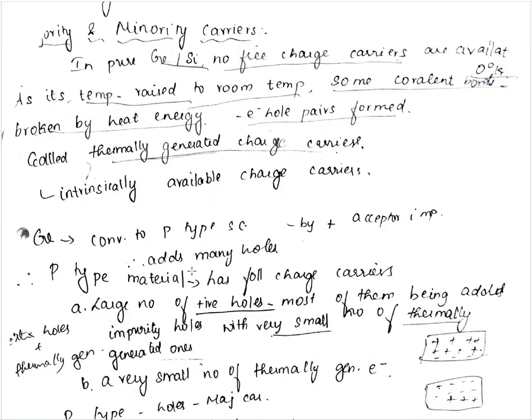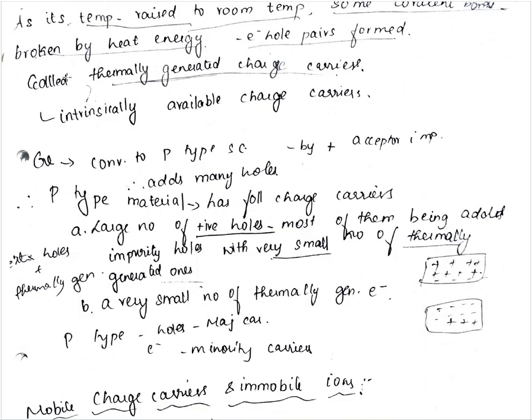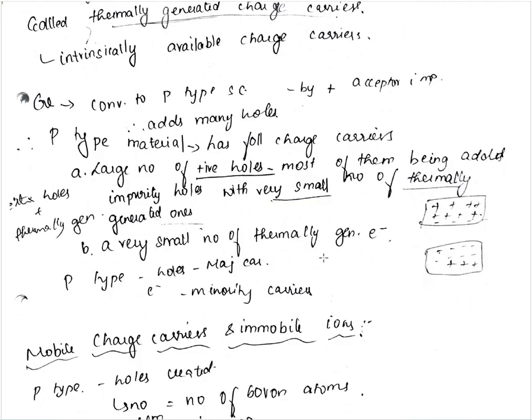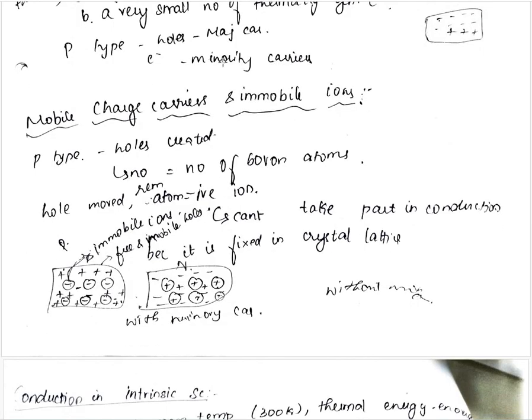So germanium converted to a P-type semiconductor adds many holes. The P-type material has the following charge carriers: a large number of positive holes, most of them being added by the impurity, and immobile impurity ions, with a very small number of thermally generated holes as well, and a very small number of thermally generated electrons. P-type has holes as majority carriers and electrons as minority carriers.